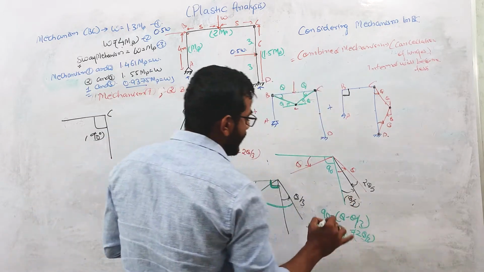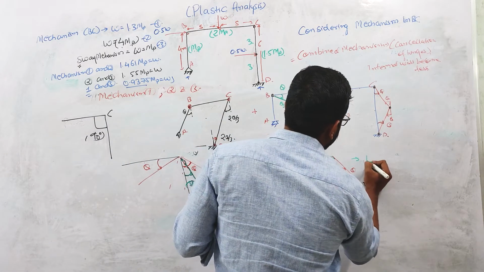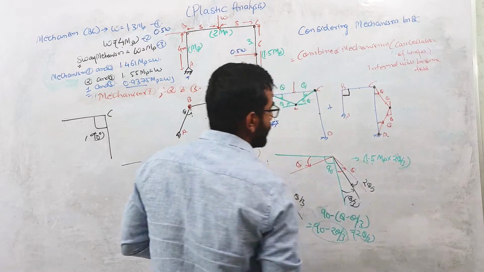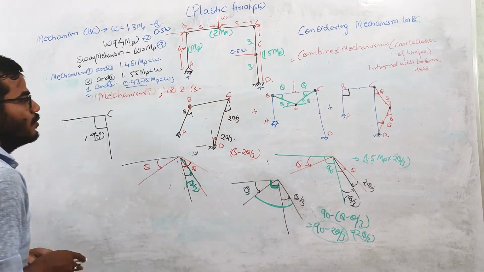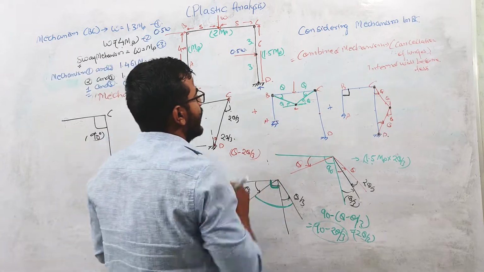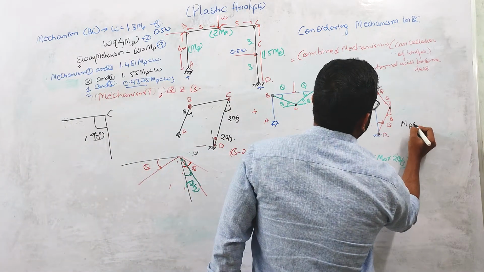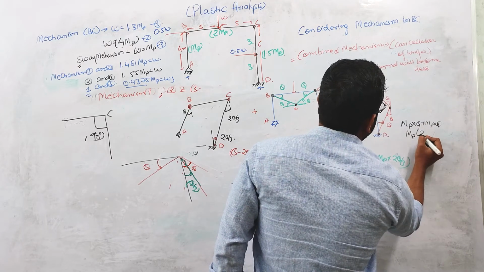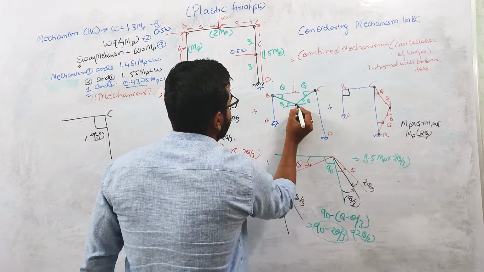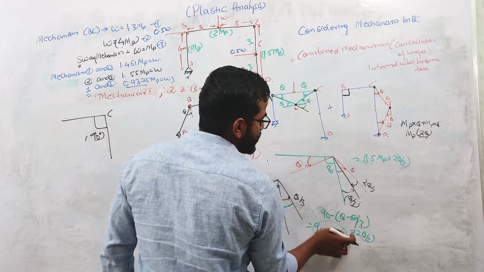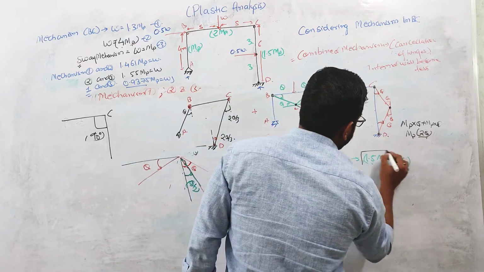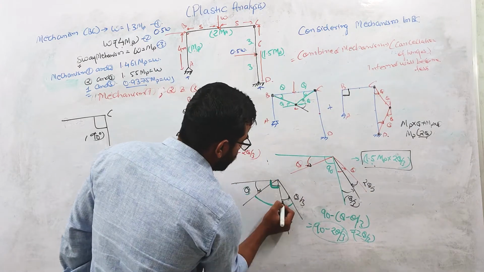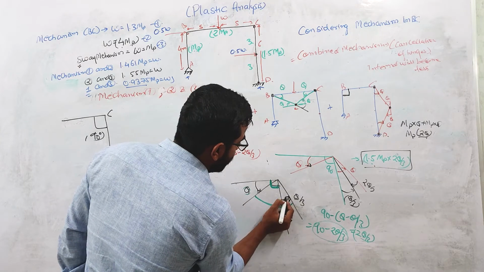Okay, so if you calculate the internal work done at this hinge, it will be 1.5 MP into 2 theta by 3. Because when we write internal work done at this point, what we write? MP into theta plus MP into theta. So you take MP common, MP into 2 theta. 2 theta is basically the net rotation. So here the net rotation is 2 theta by 3, so we need to write 1.5 MP into 2 theta by 3, because this rotation is in the clockwise direction and this theta by 3 is also in the clockwise direction.